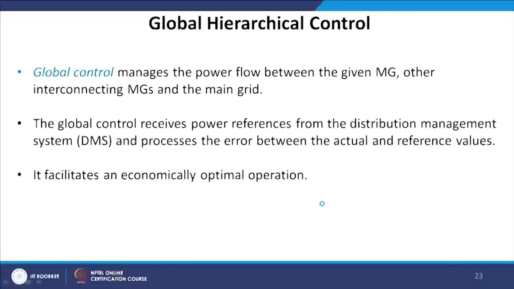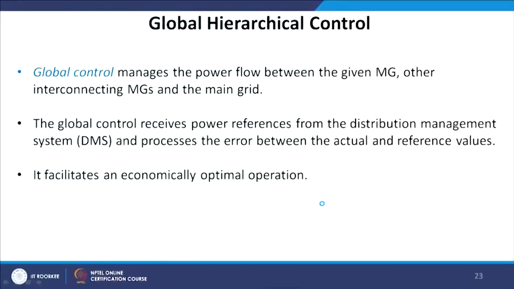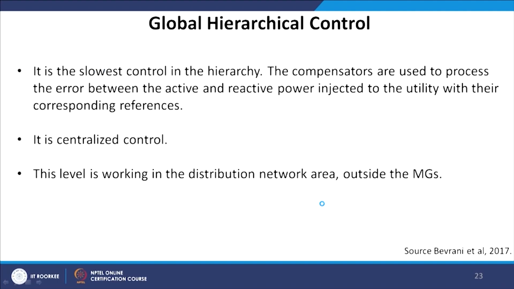Global control manages the power flow between the given microgrid, other interconnecting microgrids, and the main grid. Now, the global hierarchical control is a step above, where it manages the power flow between the given microgrid and other interconnecting microgrids. The global control receives power reference from the distribution management system, that is DMS, and processes the error between actual and the reference values. It facilitates an economically optimal operation. It is the slowest control in the hierarchy.